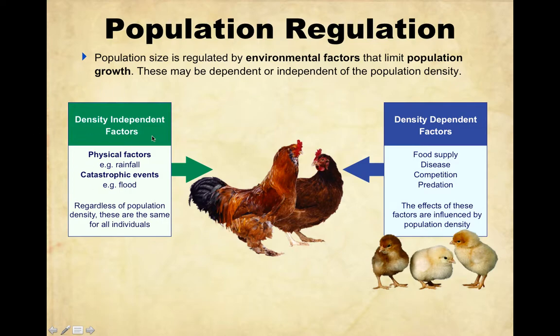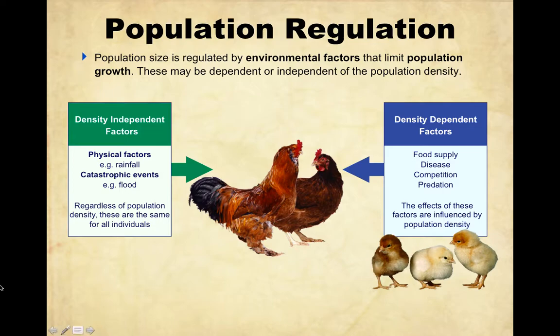Now, density independent factors, it doesn't matter if there's 1 or 10,000 organisms in that population, it's going to impact that population evenly. These are basically physical factors such as rain, snow, temperature. Again, if you have 1 or 10,000, it's going to impact each organism the same. And catastrophic effects. If you have a flood, for example, or an earthquake or a fire, the chances of it impacting 1 versus all 10,000 of the organisms are essentially the same.